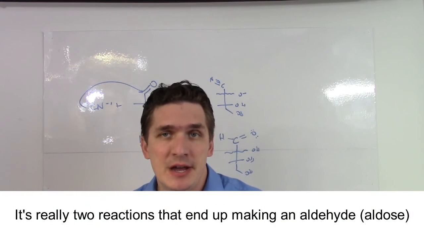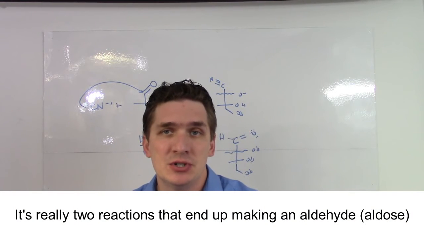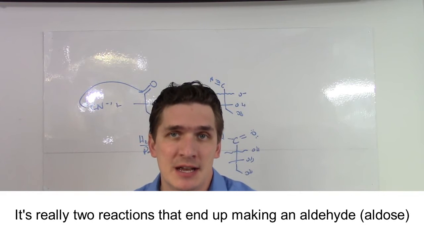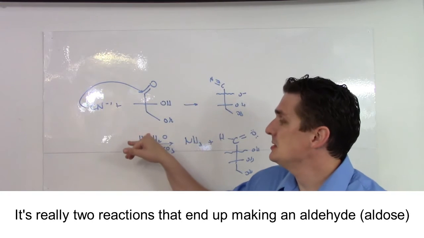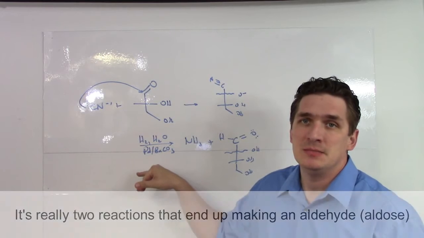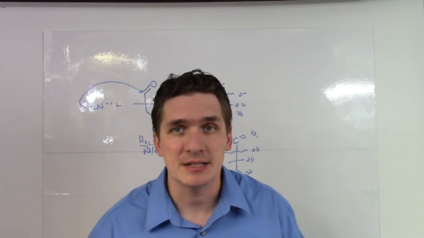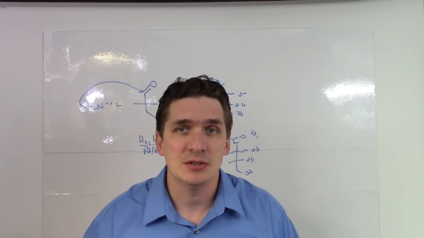So the advantage of this reaction is that we can extend the length of a sugar chain repeatedly by adding this potassium cyanide and then cycling through this H2, H2O, or some type of variant of Lindlar catalyst to give us successively longer aldose chains.